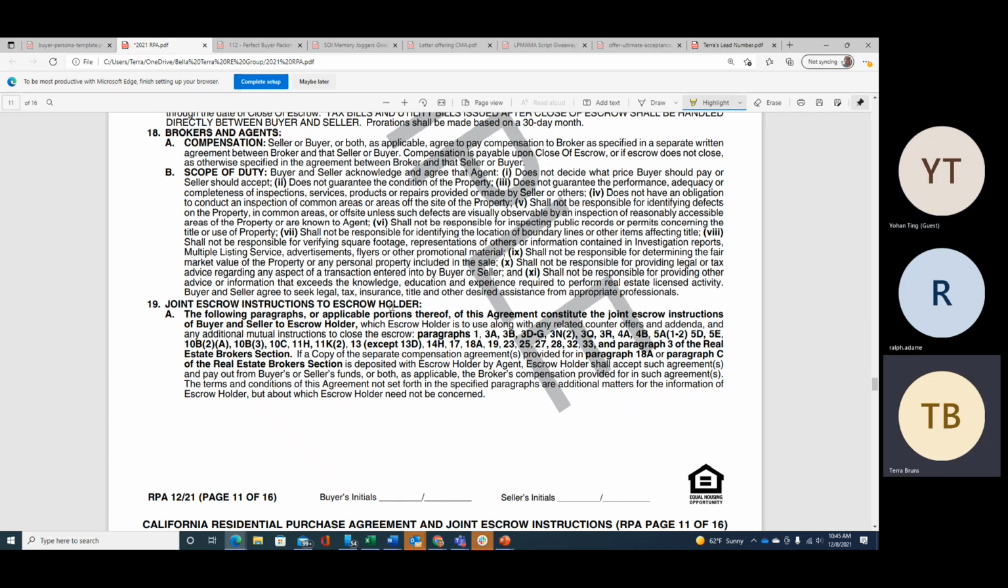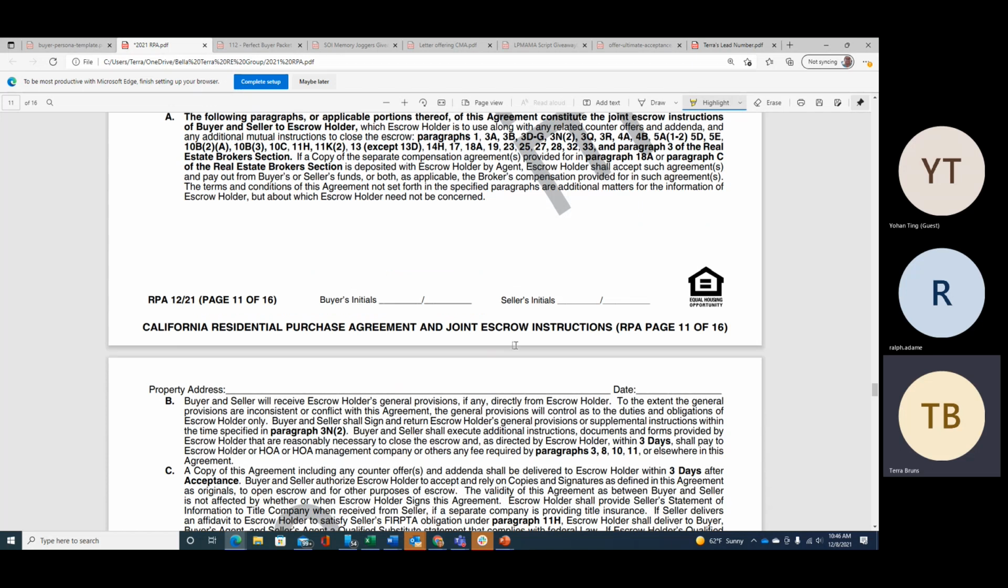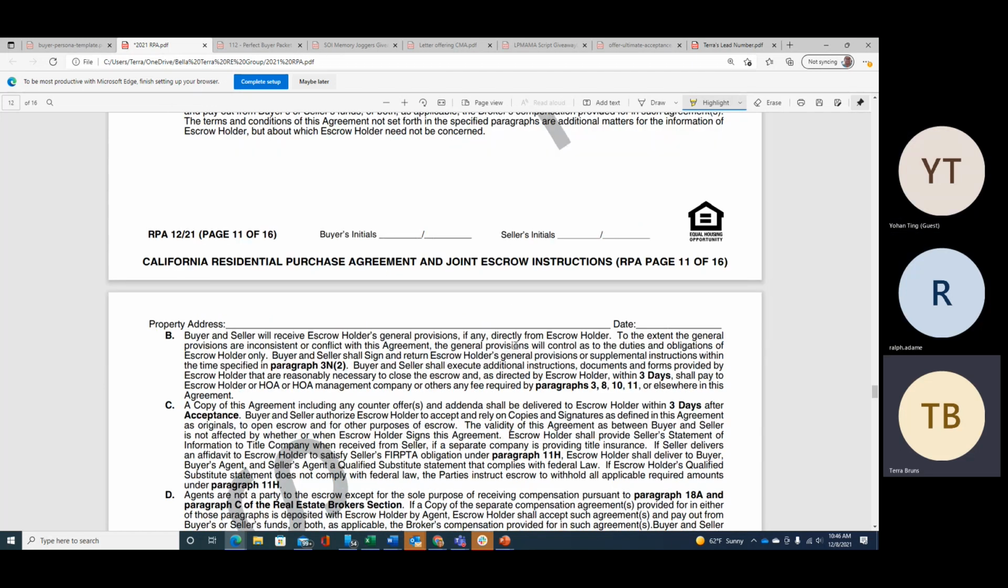Joint escrow instructions to the escrow holder. This is pretty self-explanatory. It's talking about, this contract, we call it the RPA, but it's really the California Residential Purchase Agreement and Joint Escrow Instructions. So this is just stating that escrow is going to contact both sides. We have to make sure that they have all the proper information for both sides, and that they will facilitate this sale as a disinterested third party.